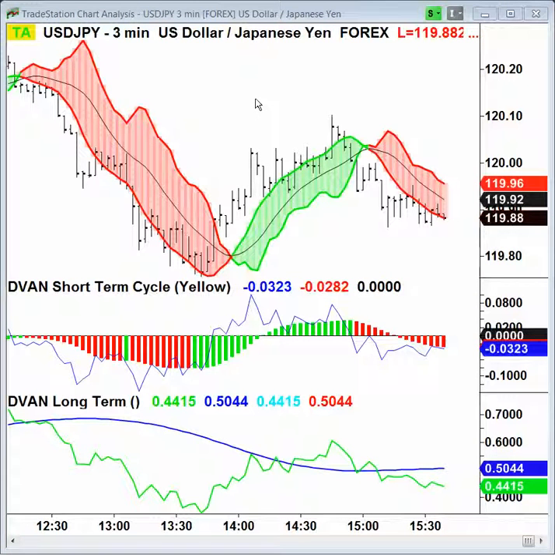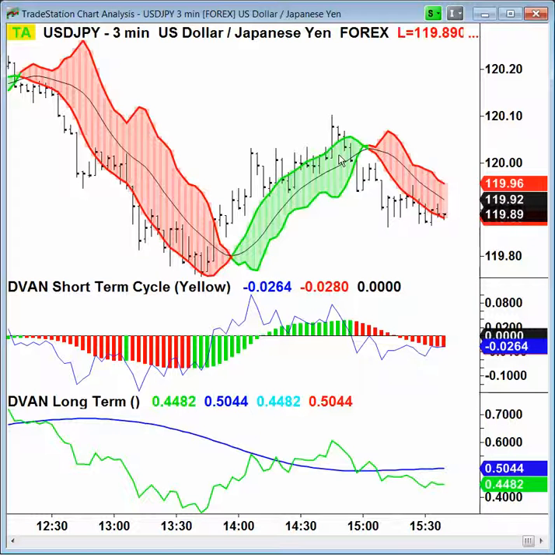Today we're looking at the DVAN SmartLines cycle package, which is available on the Trading App Store on TradeStation.com. I have a chart up of the USDJPY pair 3-minute chart, and once again these are the DVAN SmartLines cycles indicators. That package comes with 3 indicators. You see on top of price bars, overlaid on price bars, these are the cycles. They're shaded red or green depending on a buying or a selling cycle.